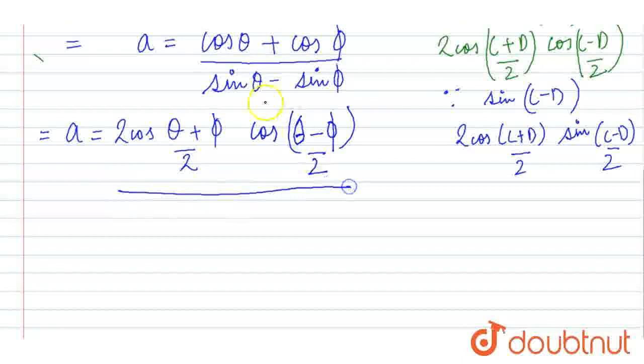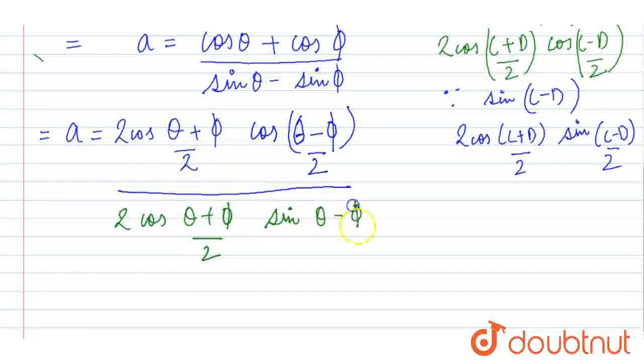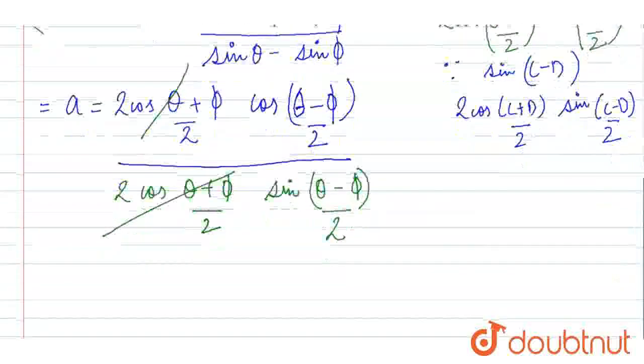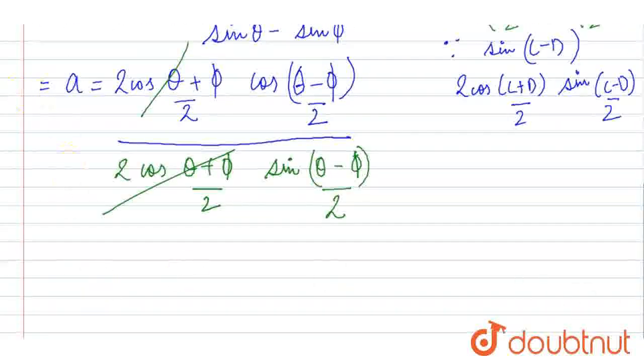Divided by, now we have sin C minus sin D. So I will write that sin C minus D formula, that is 2 cos (theta plus phi)/2, right? And sin (theta minus phi)/2, right? So from here, this and this got cancelled out. So what are we left with? A is equal to cos (theta minus phi)/2 and sin (theta minus phi)/2.